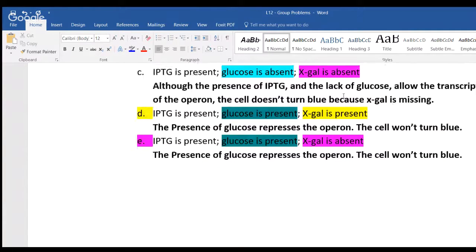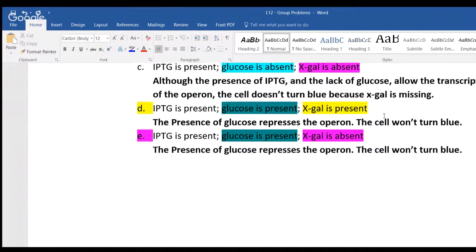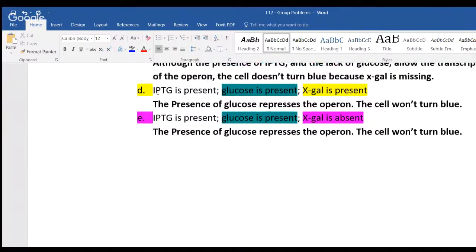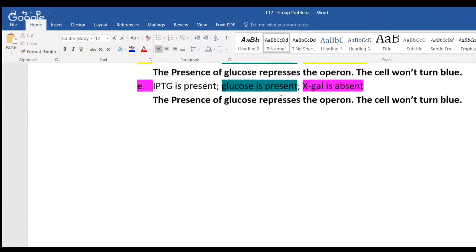For part D, IPTG is present, but so is glucose, and glucose represses the operator, so the cell won't turn blue. There's the same problem for part E, and even if glucose was present, X-gal is absent, so we would have the same problem even though it would be actually functioning.